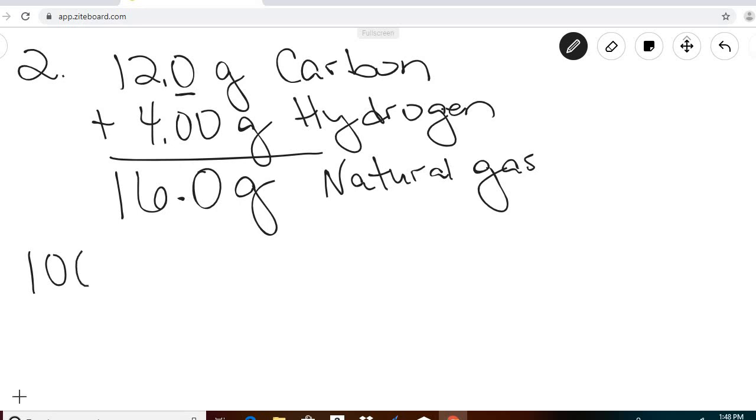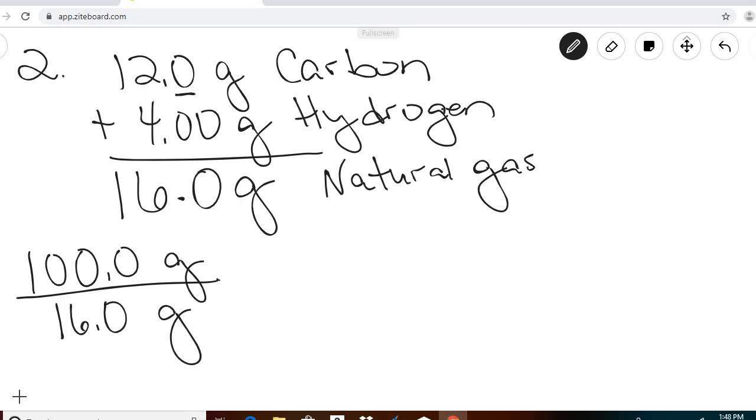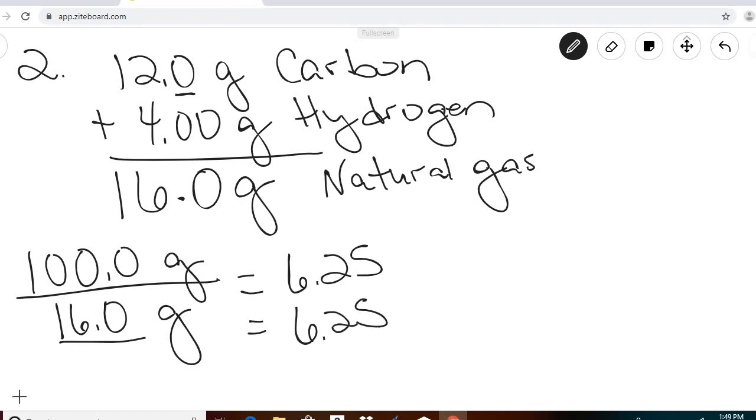Okay, so we want to make 100.0 grams instead of 16.0 grams. So how many times do we need to up our recipe, as it were, in order to make 100 grams instead of 16 grams? So if we divide the 100 by the 16, we get 6.25, which again, we're going to go out to three significant figures because we're dividing here. So making 100 grams is 6.25 times as much as making 16 grams.